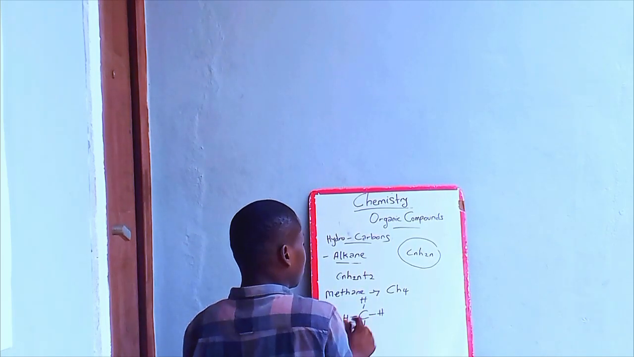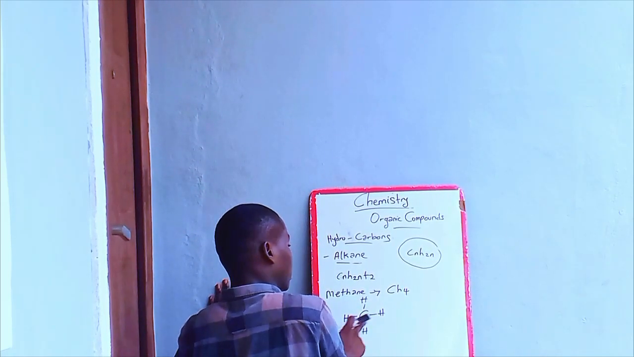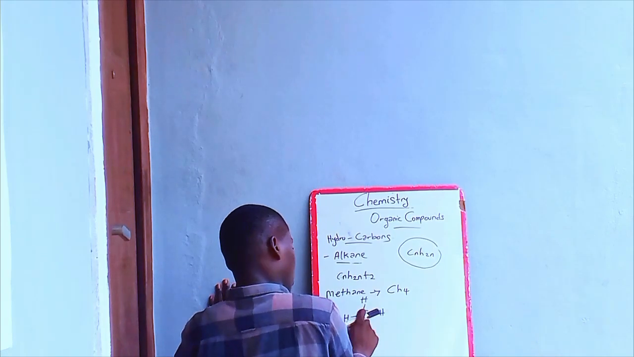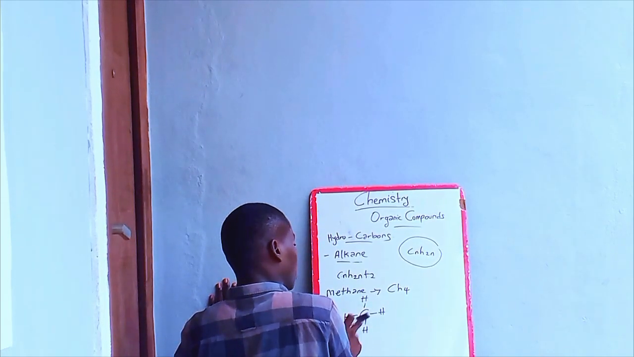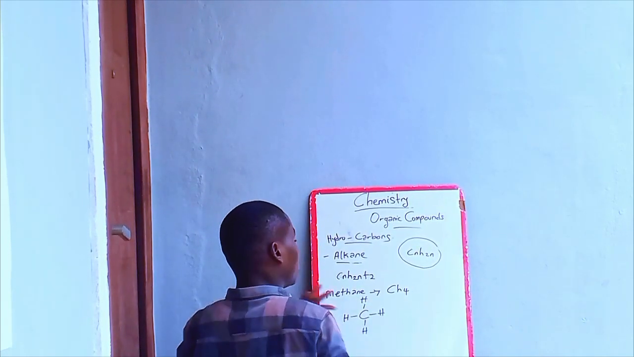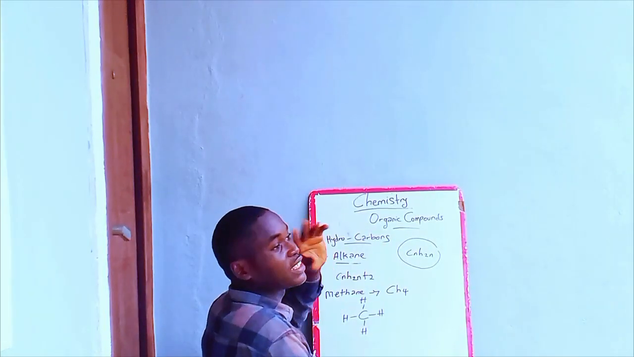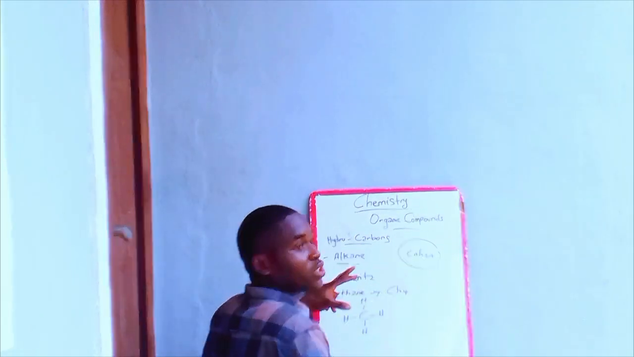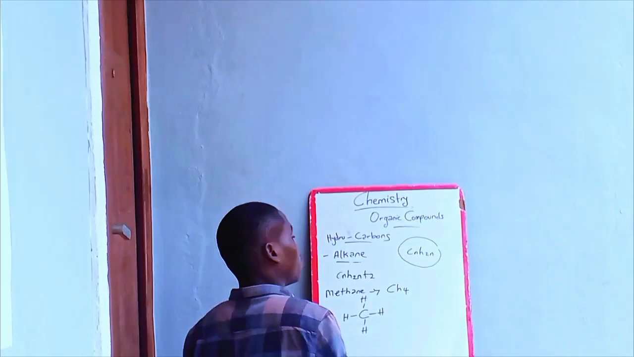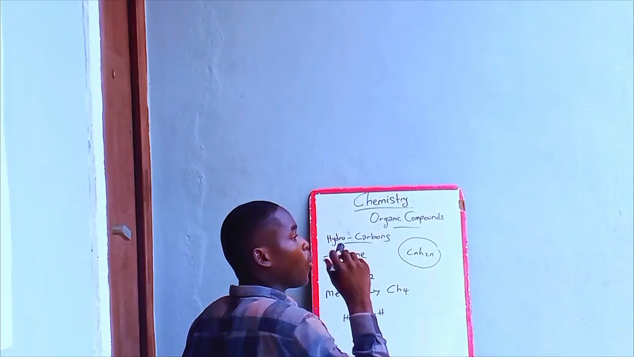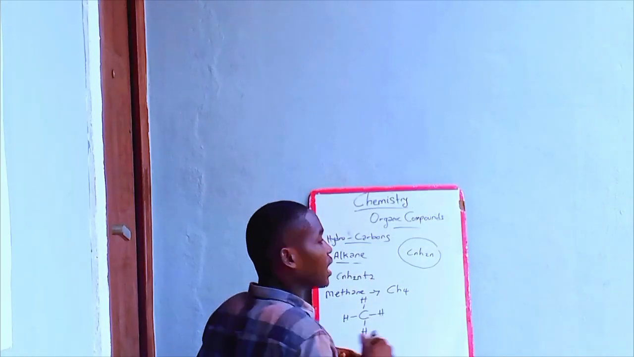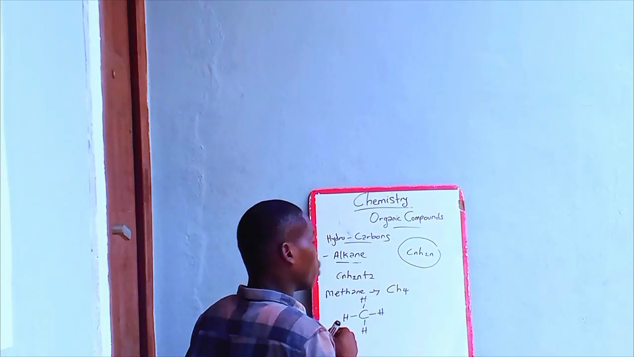Now note, this is a single bond. This is a bond between this thing. This is a single bond. This is a single bond. This is a single bond. So just know that all methanes are single bond, which is their saturated members, or should I say saturated family. So all alkanes are saturated and they are single bond.